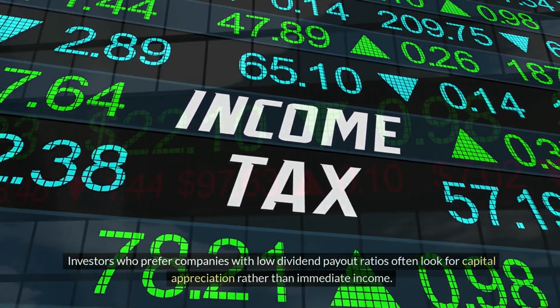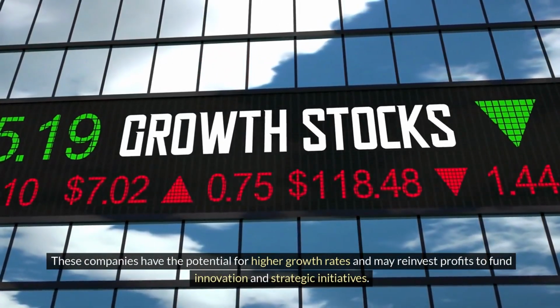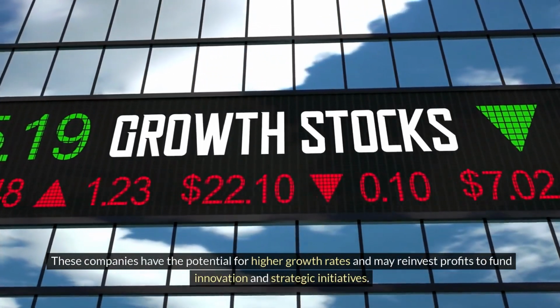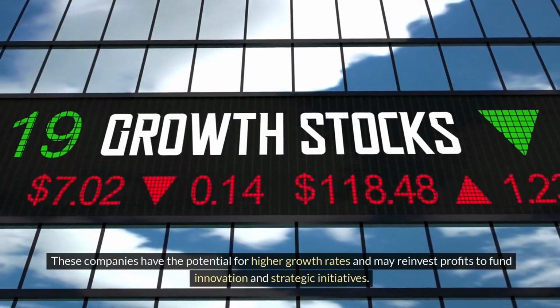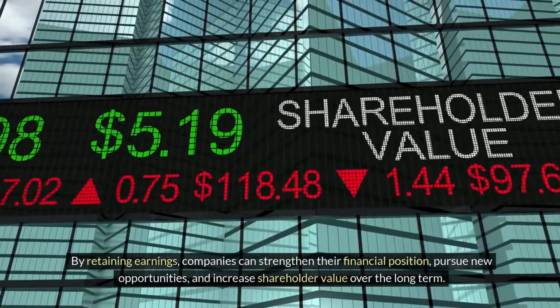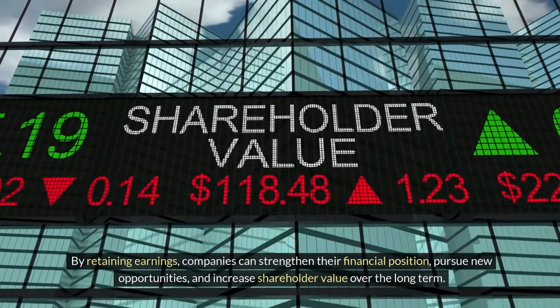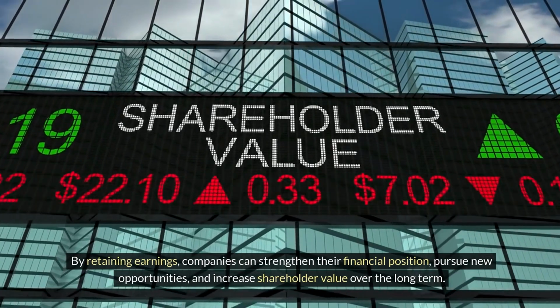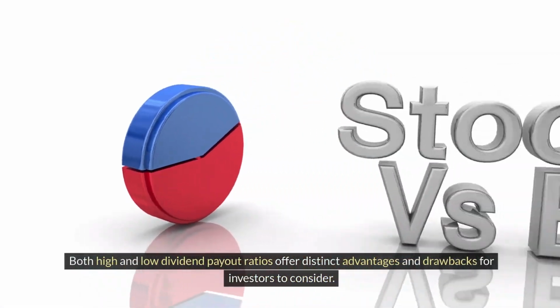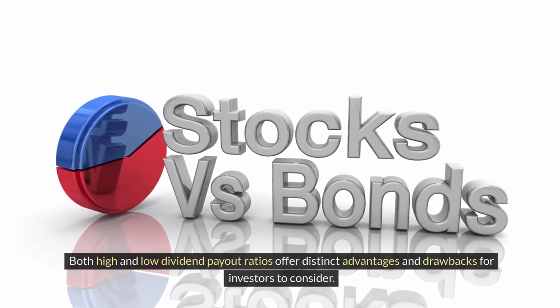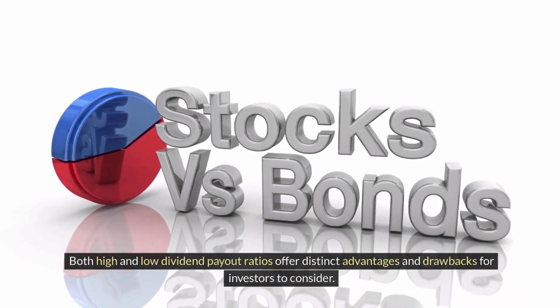Investors who prefer companies with low dividend payout ratios often look for capital appreciation rather than immediate income. These companies have the potential for higher growth rates and may reinvest profits to fund innovation and strategic initiatives. By retaining earnings, companies can strengthen their financial position, pursue new opportunities, and increase shareholder value over the long term. Both high and low dividend payout ratios offer distinct advantages and drawbacks for investors to consider.